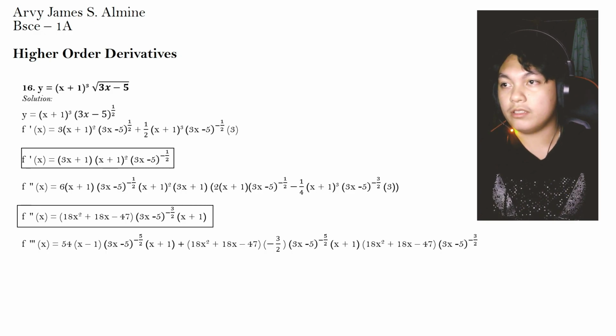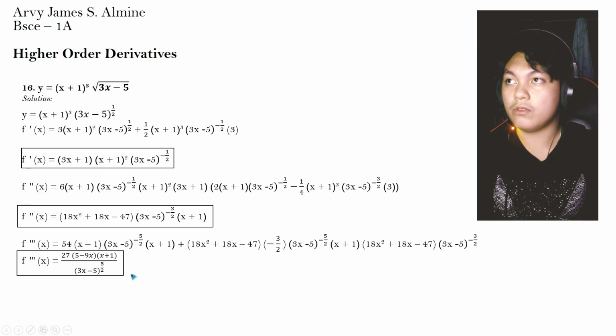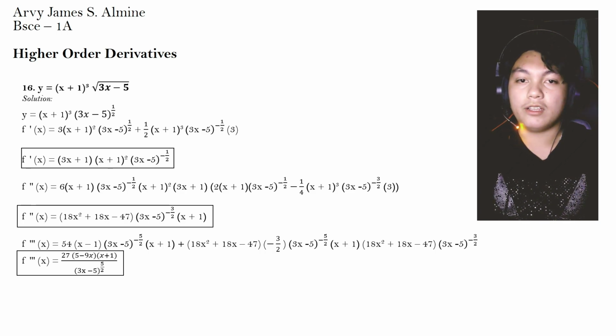By simplifying this expression, we get the third derivative of the problem, which is 27 times 5 minus 9x times x plus 1 over 3x minus 5 to the power of 5/2. So that's how we get the higher order derivatives of number 16.